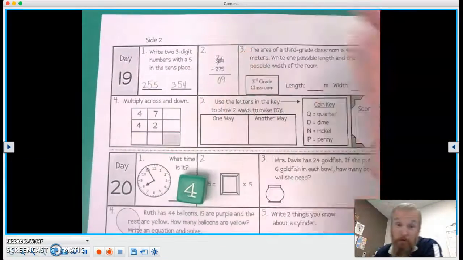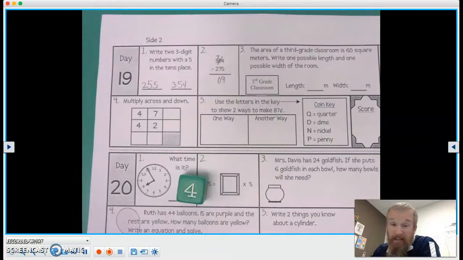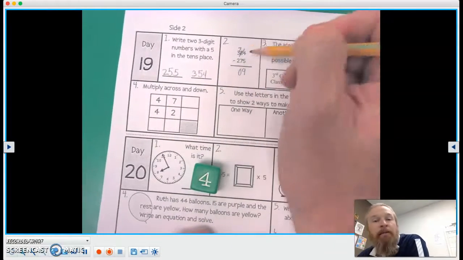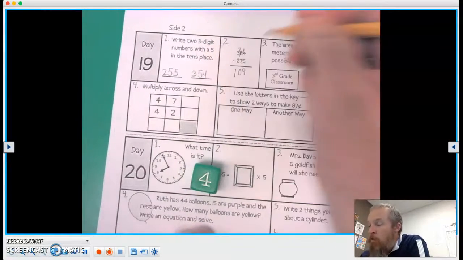I made a mistake the other day and put down an addition problem, 0 plus 0. It just happened to work, but otherwise it wouldn't normally be like that. 7 minus 7 is 0. And then we have the hundreds. 3 minus 2, which is 1.